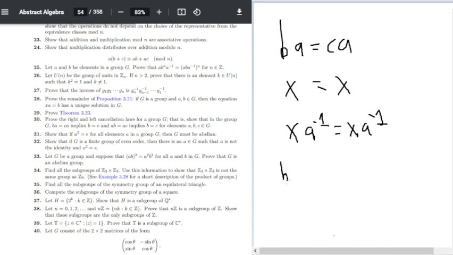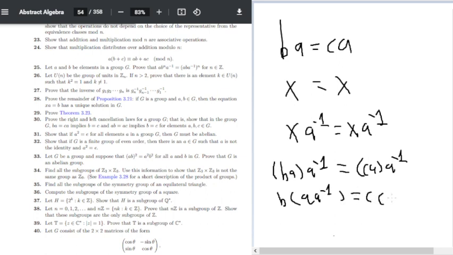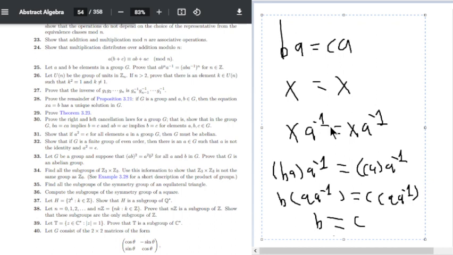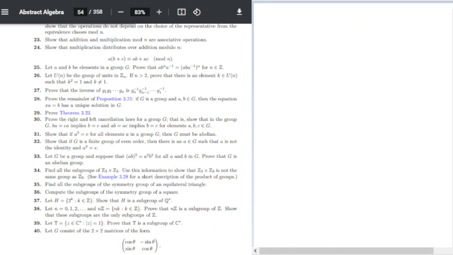So we know that (BA)A to the negative 1 is equal to (CA)A to the negative 1. And once again, a very important example of associativity, we can remove the parentheses to get B(AA to the negative 1) equal to C(AA to the negative 1). We need the associativity axiom to be able to do this. It's very important to know, to obtain that B is equal to C. Fundamentally, you can say the axioms of a group are what allow us to solve those linear types of equations with left and right cancellation.